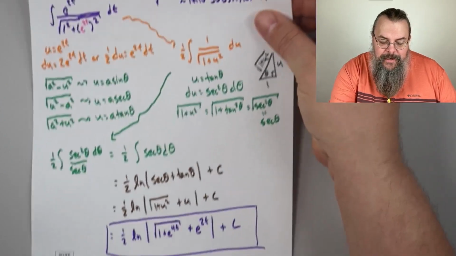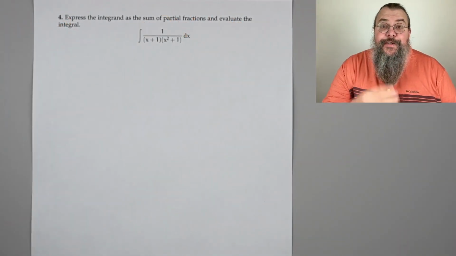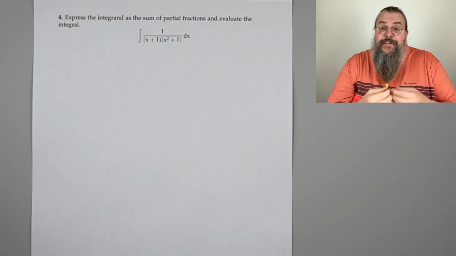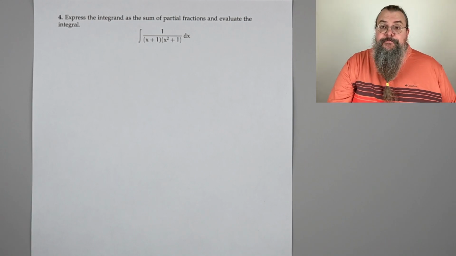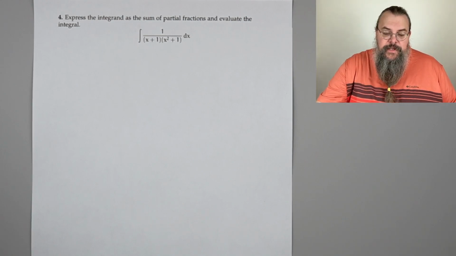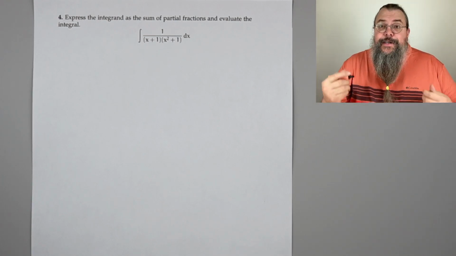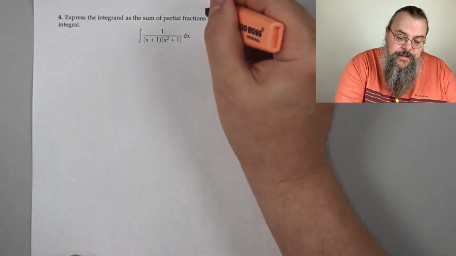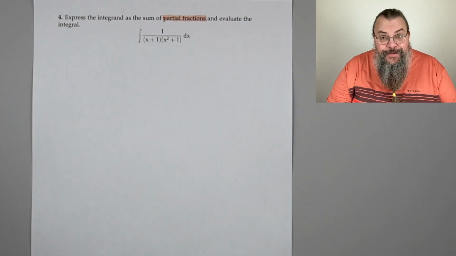All right, well, nice. Let's keep going. This brings us to number 4. Express the integrand as the sum of partial fractions and evaluate the integral. So we have the integral of 1 over x plus 1 times x squared plus 1 dx. Now, is there a clue about what kind of technique we need? Well, there is a clue in that they told us. That's a pretty strong clue.